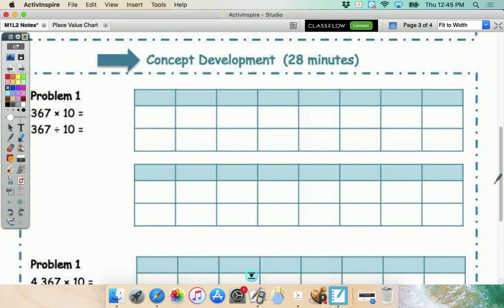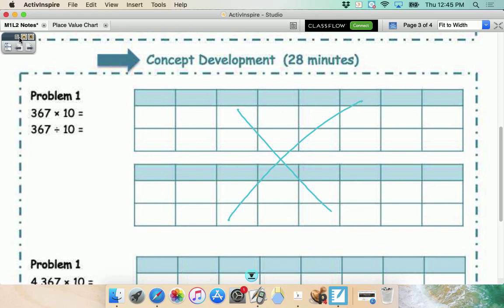Okay, so what I want to do now is go down to problem 1, and we're going to see if we can use the zero trick again. Let me get rid of that. Okay, so 367 times 10. It has to be a whole number. And if I multiply, I can add zeros to the end. So does that trick work here? Yes, it does. So I'm just going to write 367, add a 0.